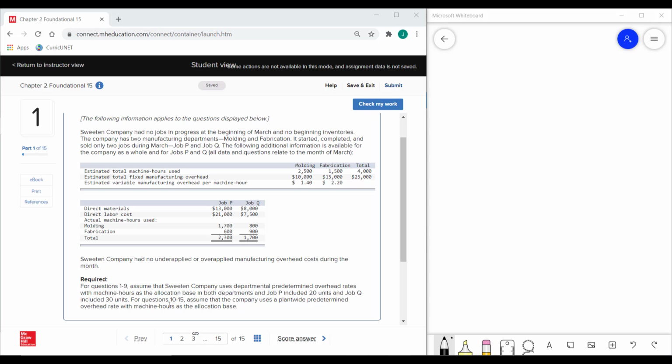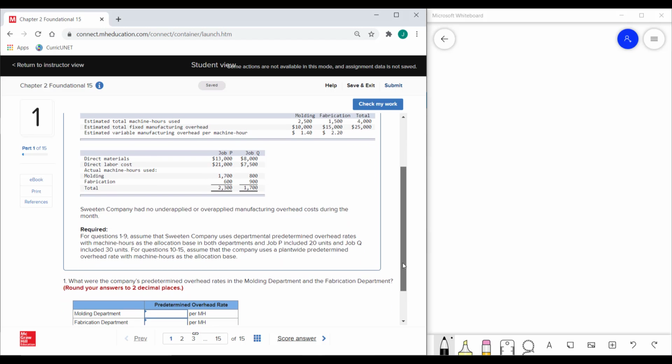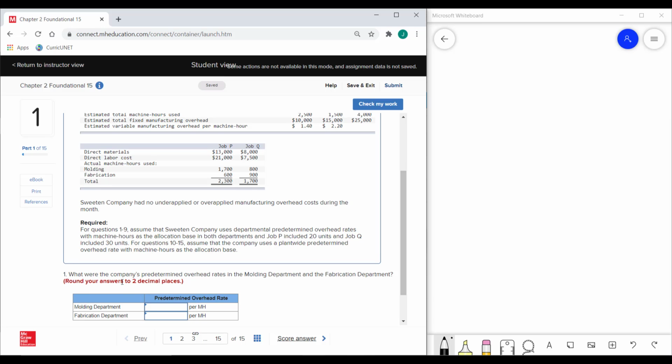But for questions 10 through 15, we're assuming that the company uses a plant-wide predetermined overhead rate with machine hours as the allocation base. So we'll be doing all the questions 1 through 9 using 2 POHRs, and then in 10 through 15 answering those same questions but using a different POHR for the entire company. Okay, so let's start here. The first question asks, what were the company's predetermined overhead rates in the molding department and the fabrication department?